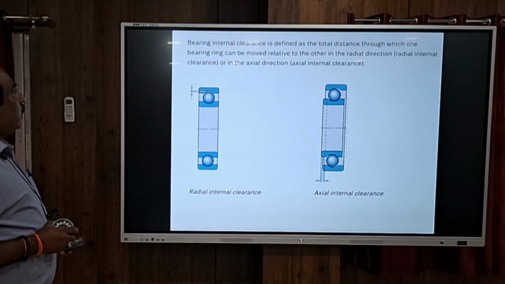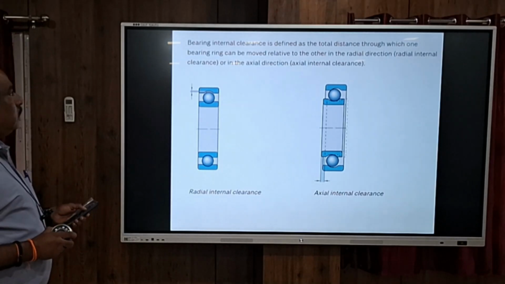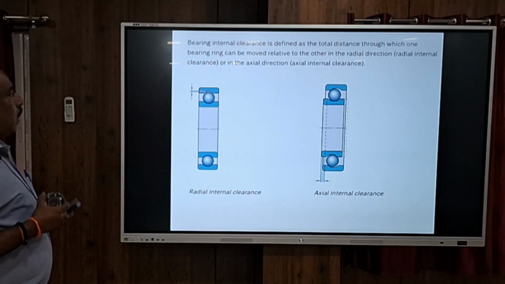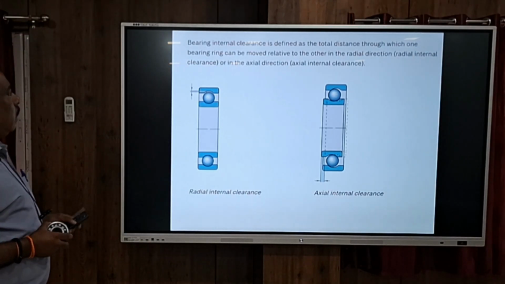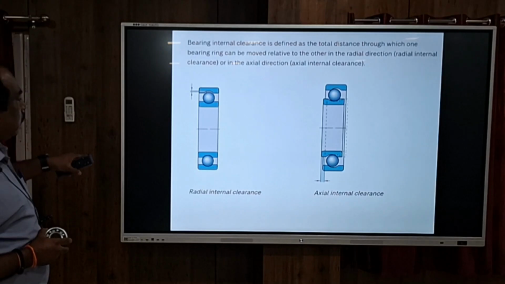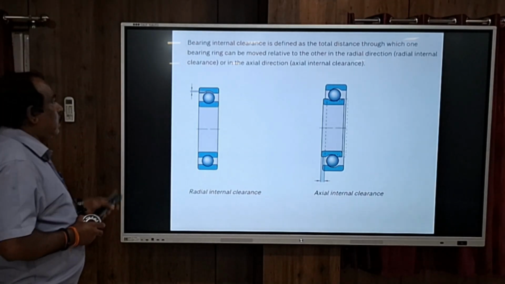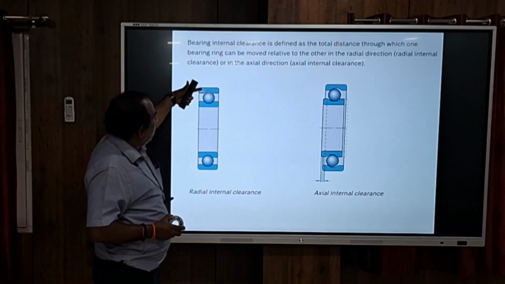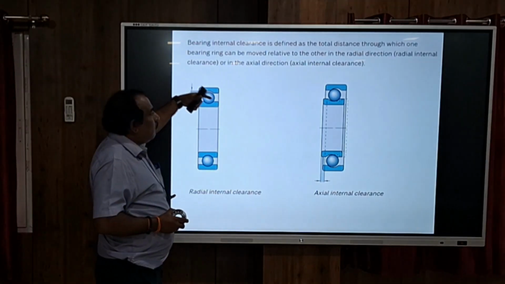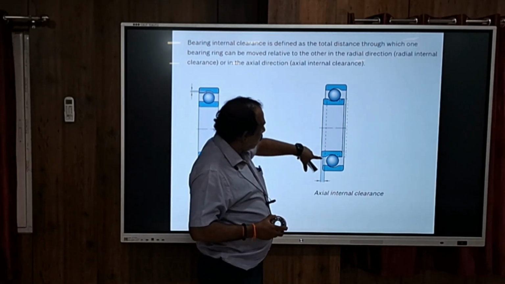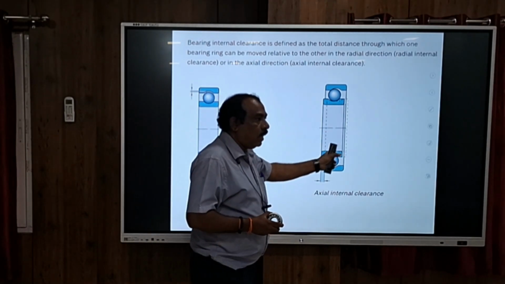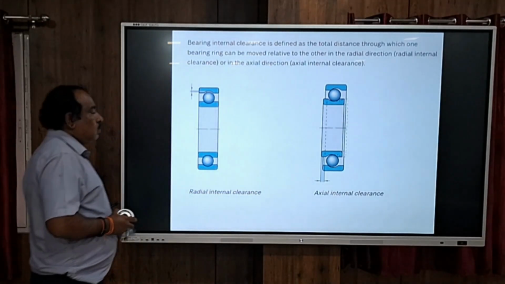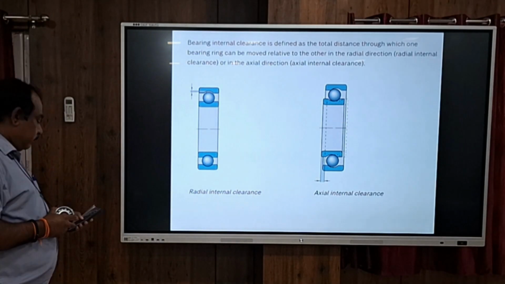This bearing internal clearance is defined as the total distance through which one bearing ring can be moved relative to the other in the radial direction. A radial internal clearance, and then the axial direction is this. Suppose this is a radial clearance, here this clearance, whereas here between the inner roller and outer roller, this clearance is axial clearance. Here this will move that side, this side also. So this is radial and this is axial.